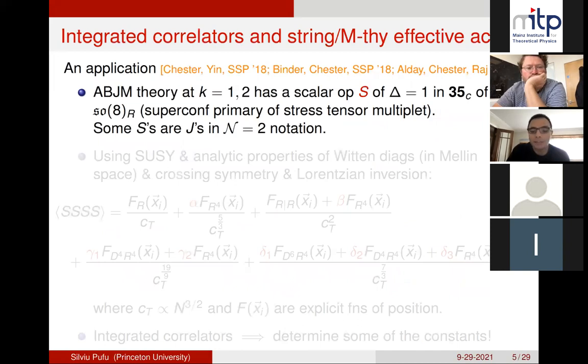So why is this useful? Well, I can just tell you one application in this slide. I won't elaborate on it because this is another talk.